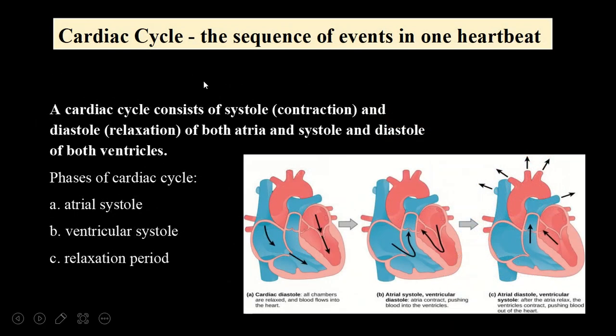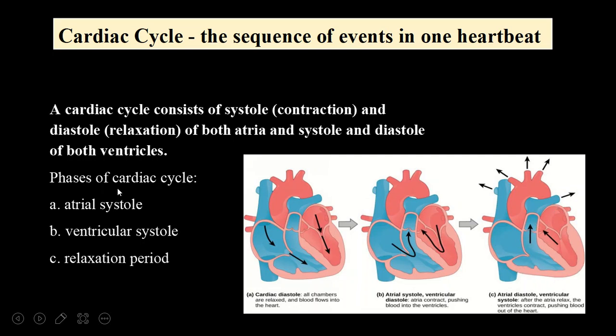So, ito, we have the cardiac cycle, the sequence of events in one heartbeat. So, what happens in one heartbeat? Ano yung mga nangyayari? So, the cardiac cycle consists of systole, which is the contraction ng heart, and diastole, which is the relaxation, pagre-relax ng heart, of both atria, the right and left atrium, and systole and diastole of both ventricles, yung pag-contract and relax din ng both ventricles.